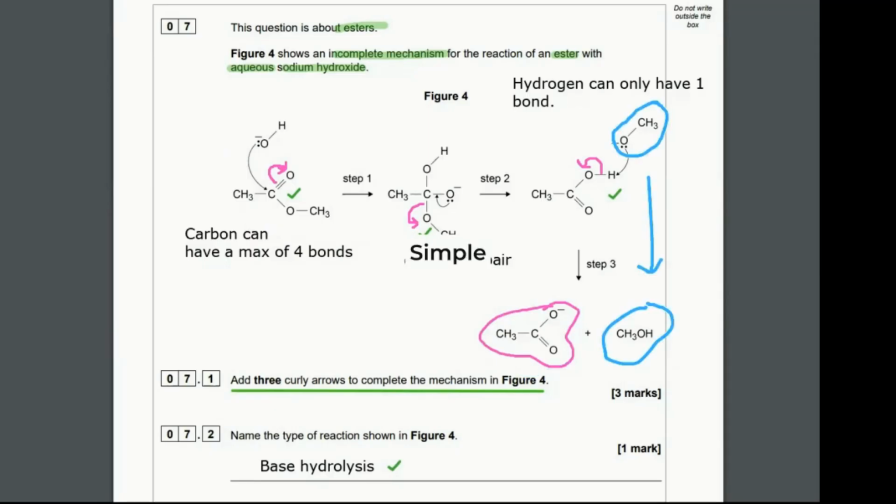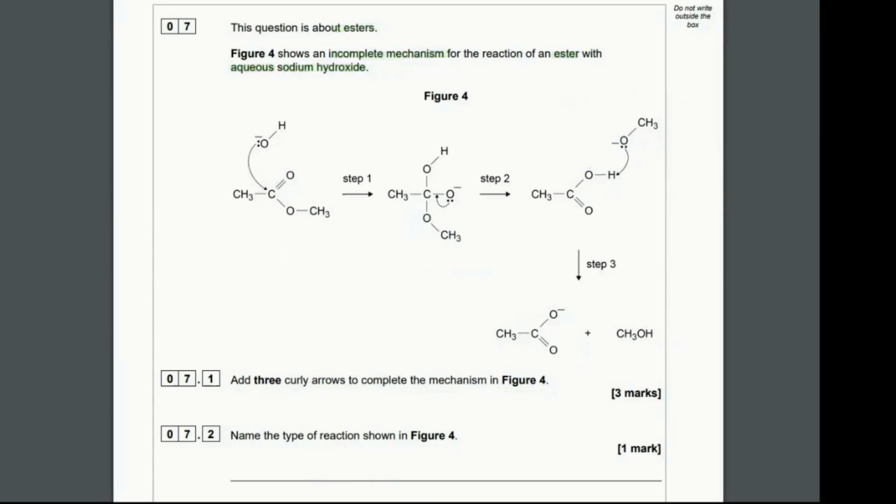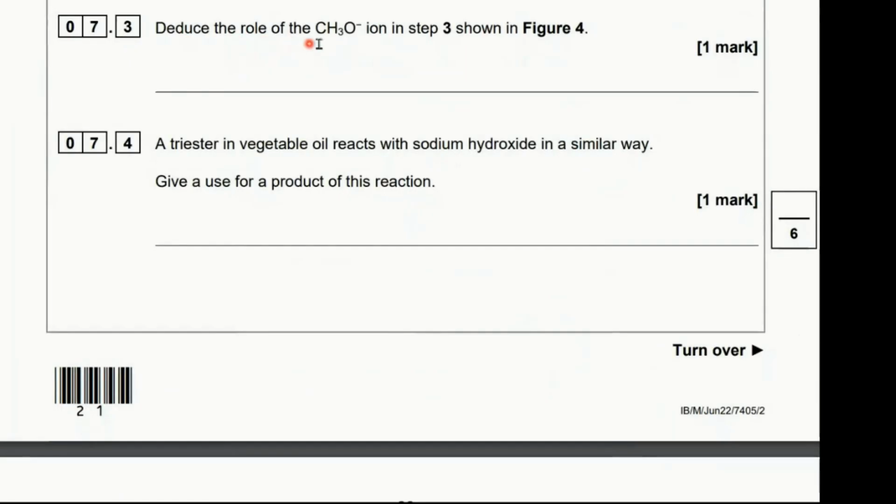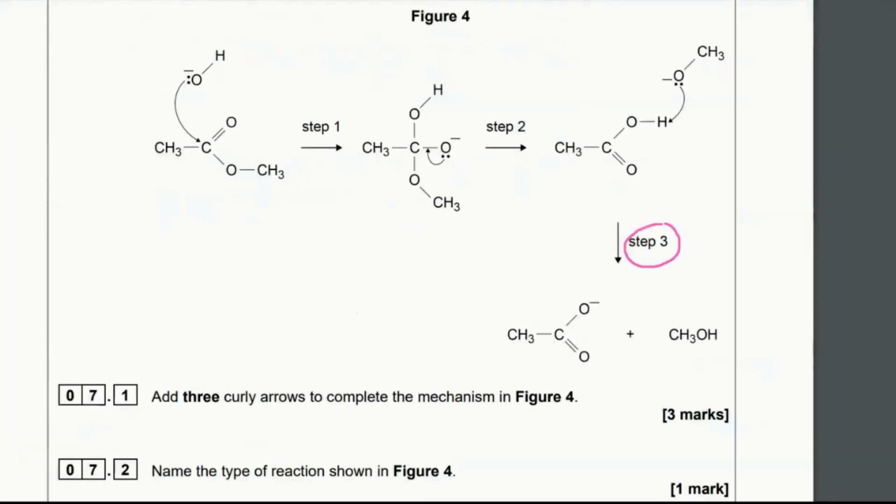Now, why is it base hydrolysis? Look here what I've circled in blue. That gained a hydrogen, and when you gain a proton, you are acting as a base. So that's why we call it base hydrolysis. Now 7.3, deduce the role of the CH3O minus ion in step 3 shown in figure 4. So let's go back up there and have a little look. If I circle it there, the CH3O minus ion, what is its role?